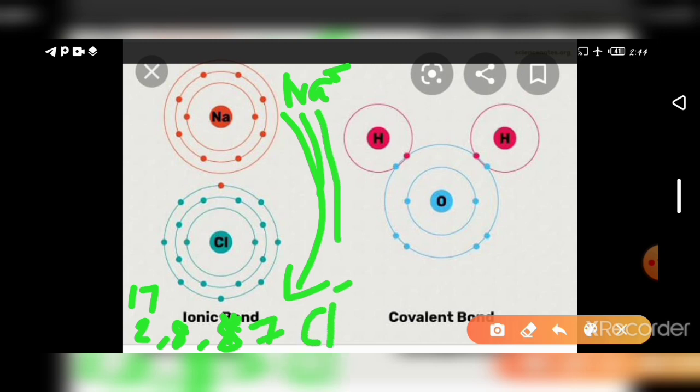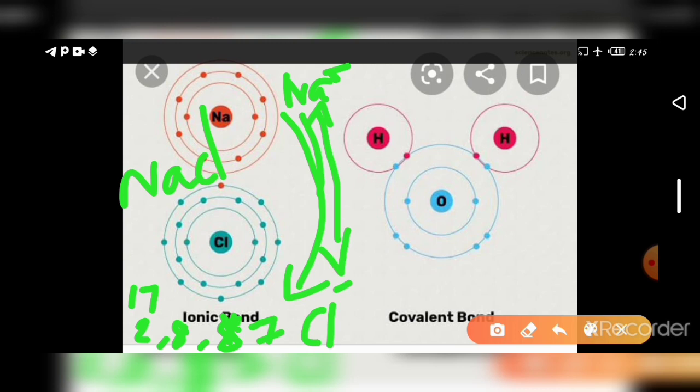Between these two, they form one charge. That charge is known as the ionic force. That force binds them together to form the NaCl compound. This compound is stable because those two have 8 electrons in the outer shell, because of the octet rule.